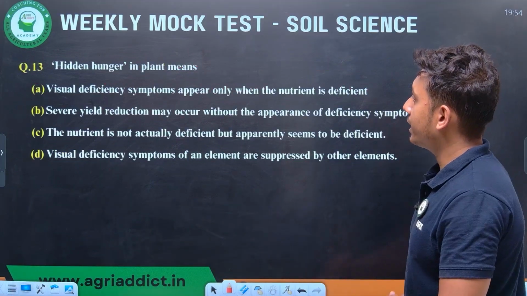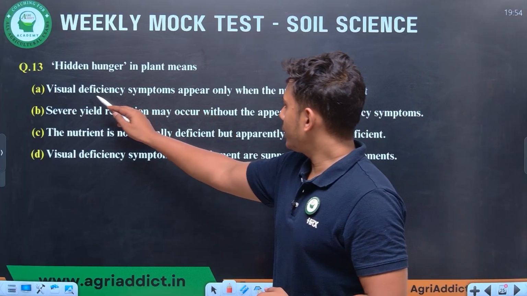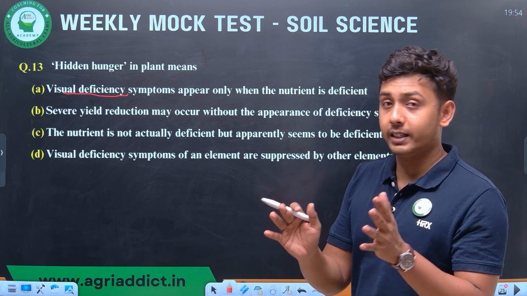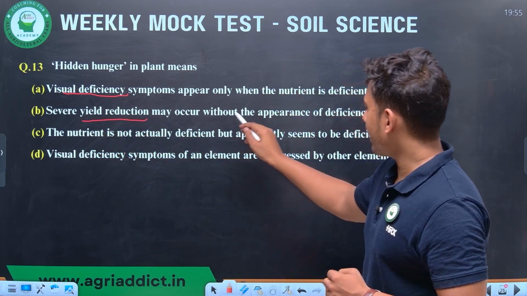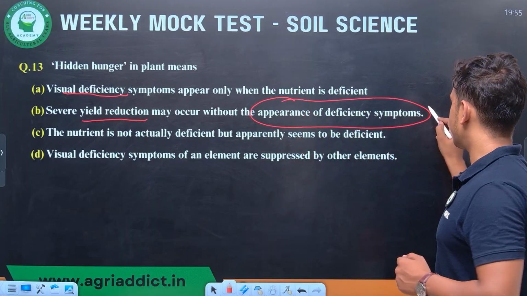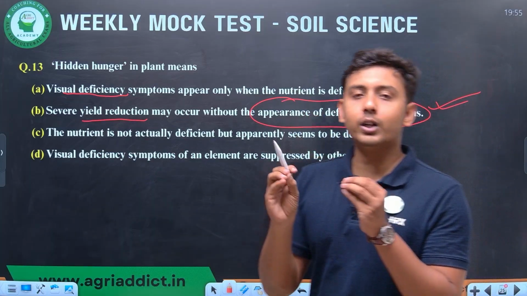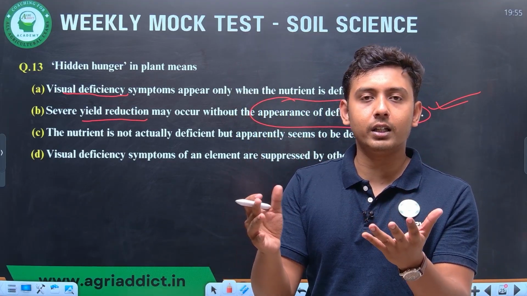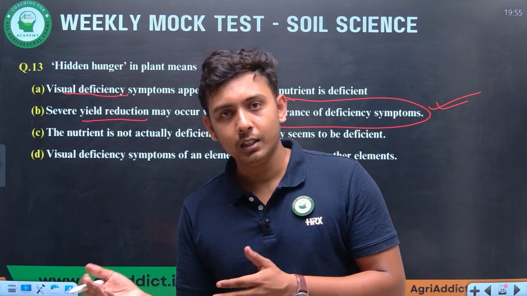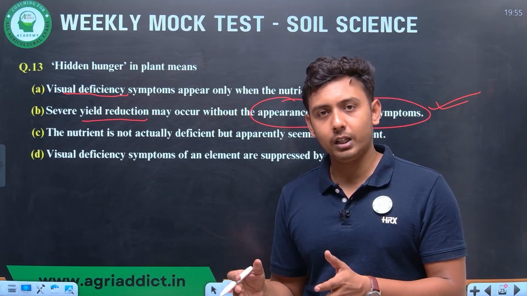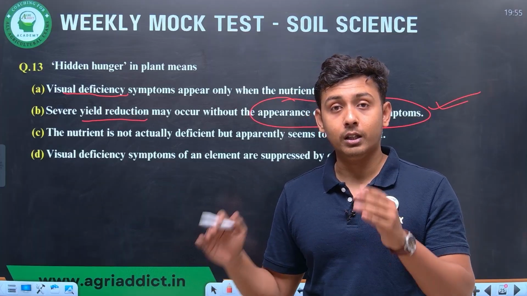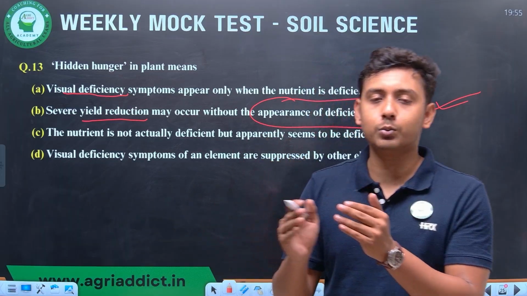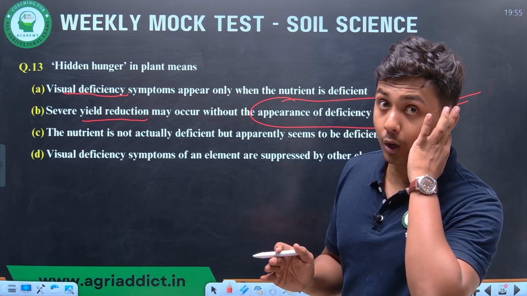Now the next question comes, hidden hunger. Hidden hunger is the visual deficiency? No, in hidden hunger we cannot see the visual deficiency, that's why it is hidden. Severe yield reduction may occur without the appearance of deficiency symptoms, this is correct. This is the actual definition of hidden hunger. Hidden hunger is when we cannot judge by observing the deficiency symptoms, but after harvesting, if we count the yield, we will see there is a huge reduction. That's what hidden hunger means. The hunger was there, but it was hidden. That's why we couldn't see it with our naked eyes, or observe it on a visual basis.